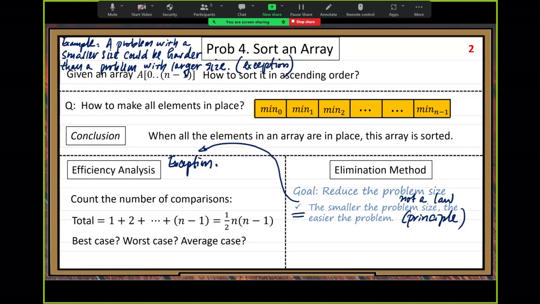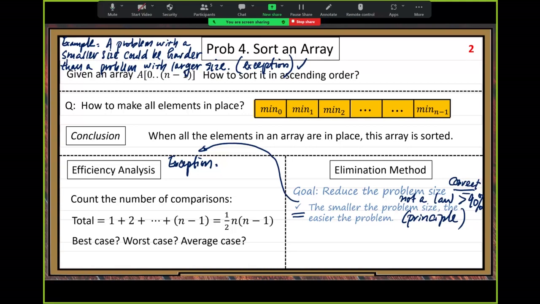Although there is this exception, it does not mean this principle is useless, because it is 90-something percent correct. That means this principle is still useful in our problem solving. But we just need to be aware of the exceptional cases. So here, let me give you a concrete example about this exception.